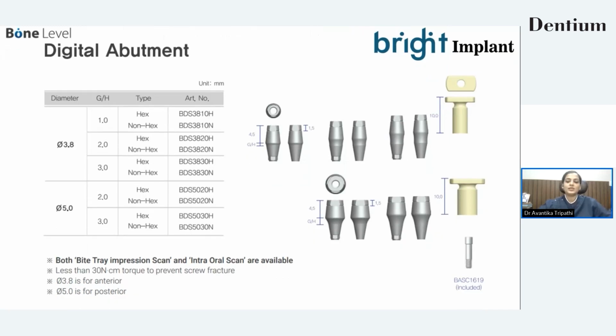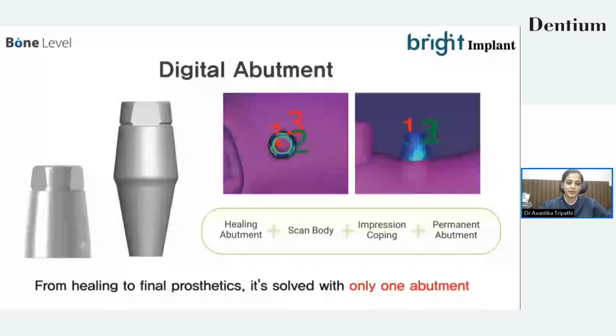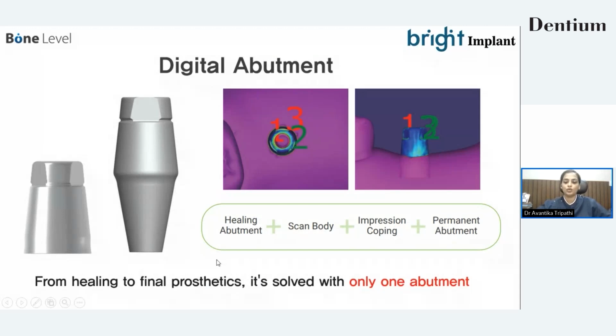This is the best part of the system, that is the digital abutment. The digital abutment is based on the one abutment concept. It is available in two diameters, different gingival heights, hex and non-hex. The main purpose of this digital abutment is that the single abutment can serve all the functions. It can act as a healing abutment, it can act as a scan abutment, it can act as an impression coping, and it can act as a permanent abutment also.